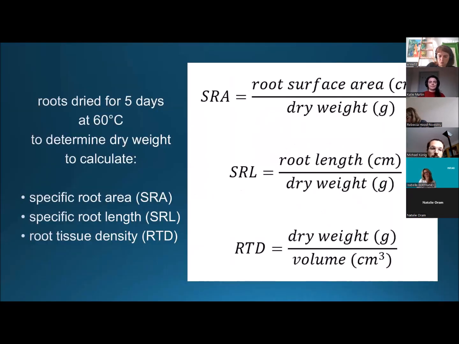And then because we weighed the root pieces afterwards, we estimated the dry weight to identify the specific root area, specific root length, and the root tissue density. And I imported the data that the program provided directly and very fast, and downloaded it as an Excel sheet. I think this is very useful and easy also.